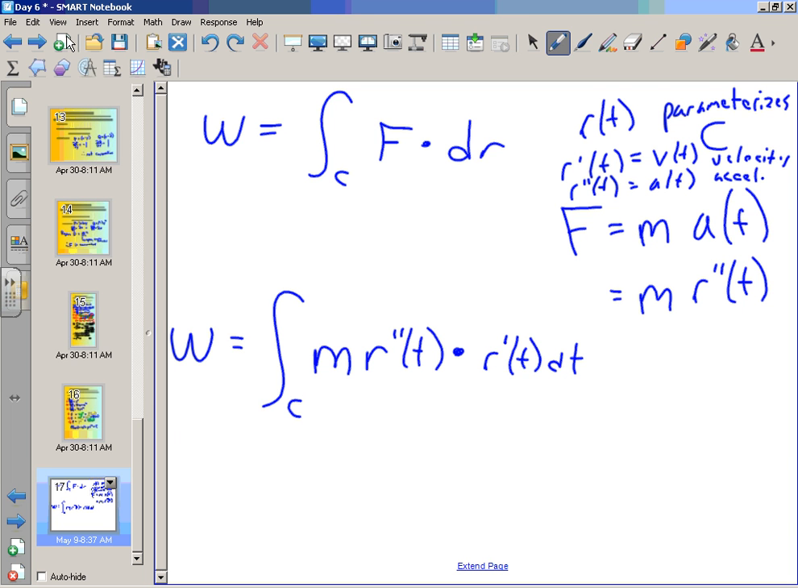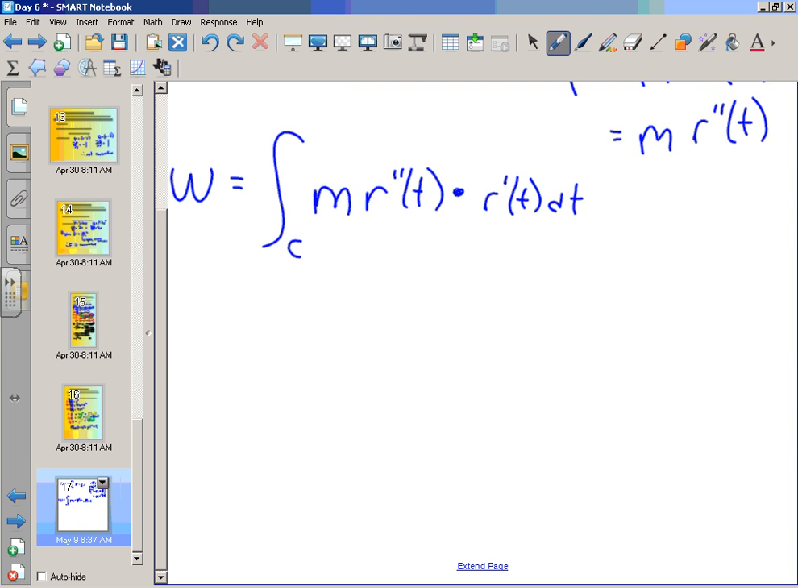And so, being that we have written everything in terms of our parameter t, we also can switch to our bounds on t. And if we pull this m out, what we have on the inside is r double prime of t dotted with r prime of t.